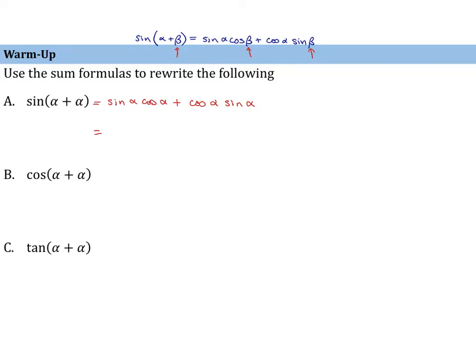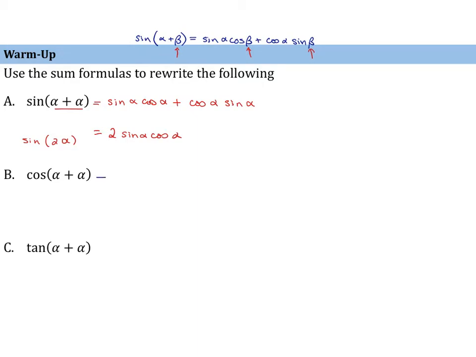What we have here is the sum of two things that are identical. So that's 2 times sine of alpha cosine of alpha. But alpha plus alpha, that's just 2 alpha. So we've shown that the sine of alpha plus alpha, or the sine of 2 alpha, is 2 sine alpha cosine alpha.